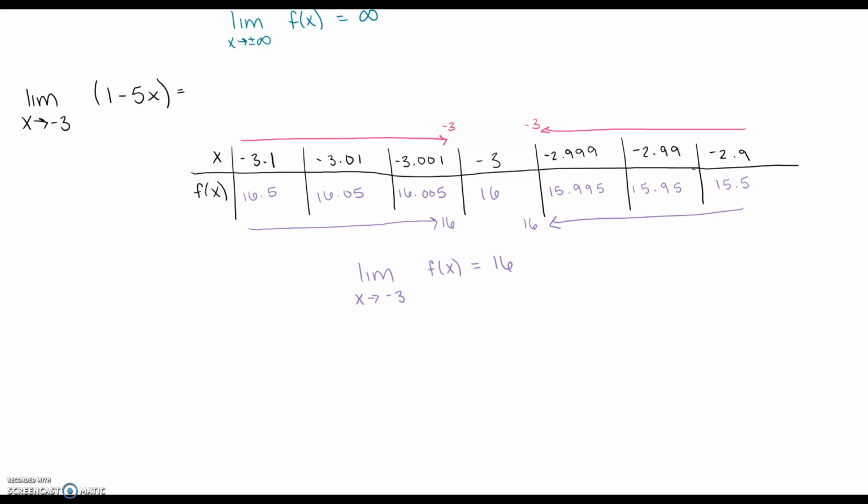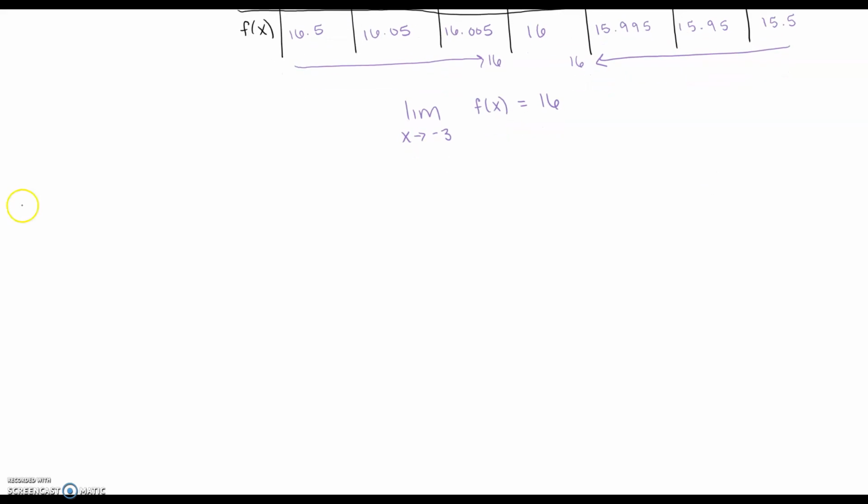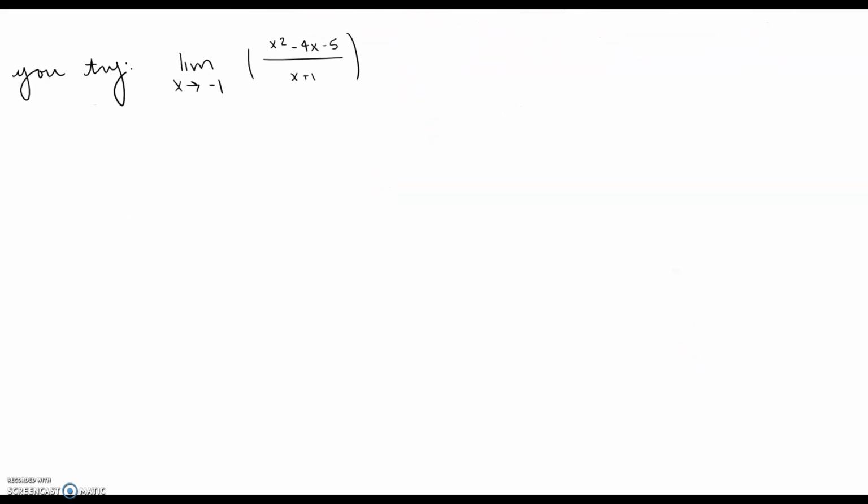So let's just do one you try, since you guys are probably, or hopefully, familiar with this. All right, let's do the limit as x approaches -1 of x squared minus 4x minus 5 over x plus 1. And I am going to request that you pause the video, try to do this on your own.